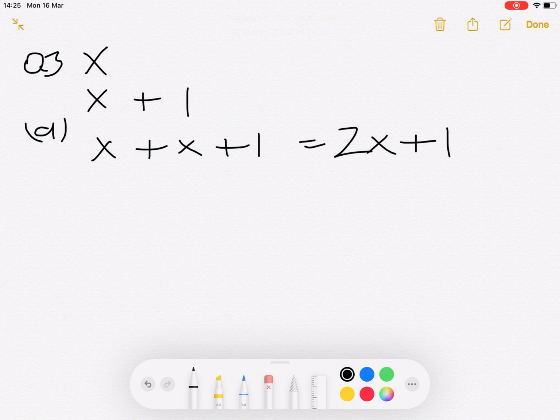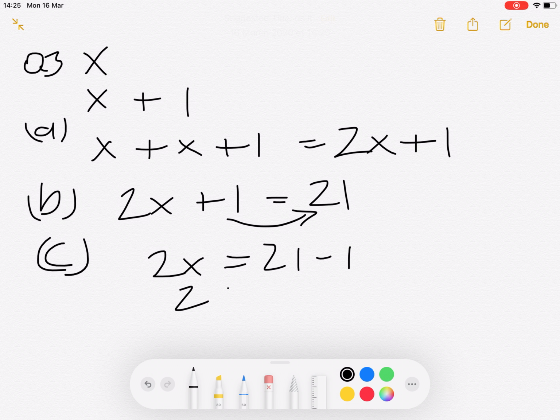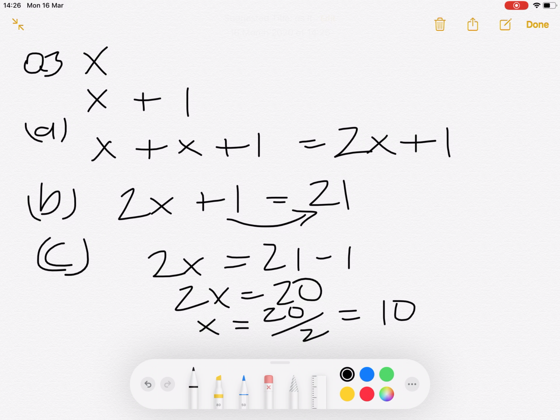So it's telling me in part B that these two consecutive numbers, because I've added them together, equal 21. So I've written that. That's my equation. And then to solve it, I'm going to bring the 1 over, so that will become 2x is equal to 21 minus 1. So 2x is equal to 20. And then I bring the 2 over, it becomes a divide. So x is equal to 20 over 2, which is 10. So x is 10 in that case. Alright, so that's number 3.